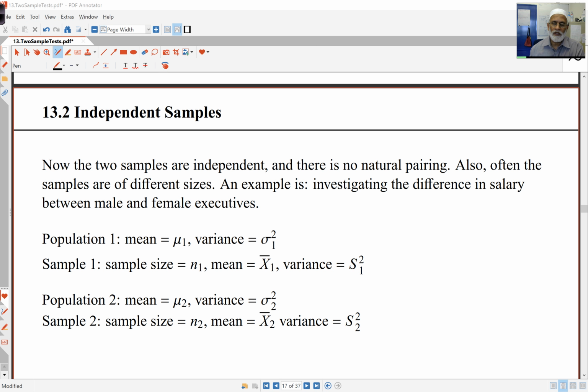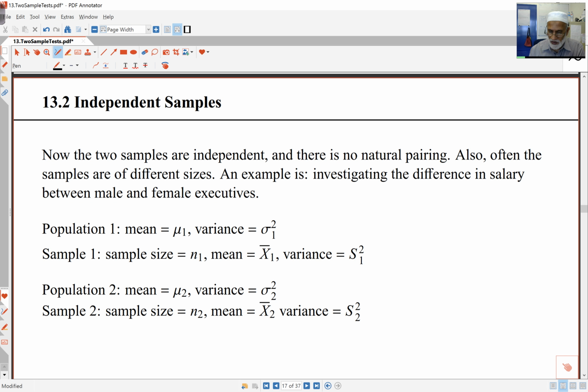Hello again. Now we're looking at the two independent samples case. So here the idea is there is no natural pairing between the two samples. When there is natural pairing, you'll be aware because it'll be fairly clear there's pairing there. Often, of course, here also the sample sizes are not the same, and that's another indication that these aren't paired.